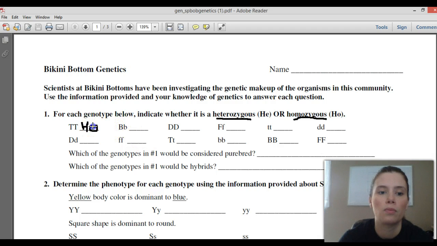Big T is homozygous because they're the same. Big B, little b is going to be heterozygous. Big D, homozygous again. Now we move on down.